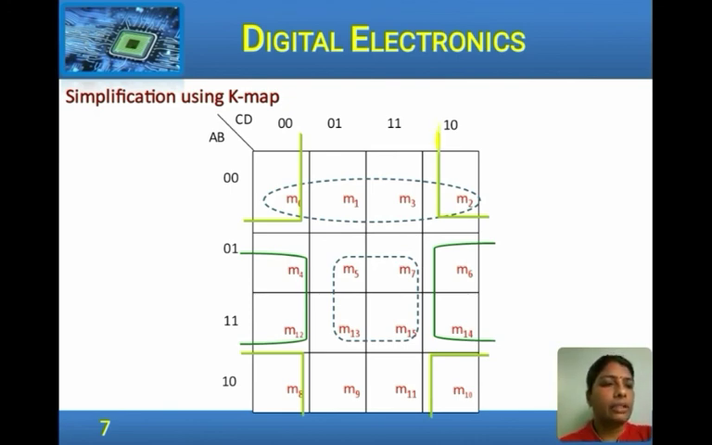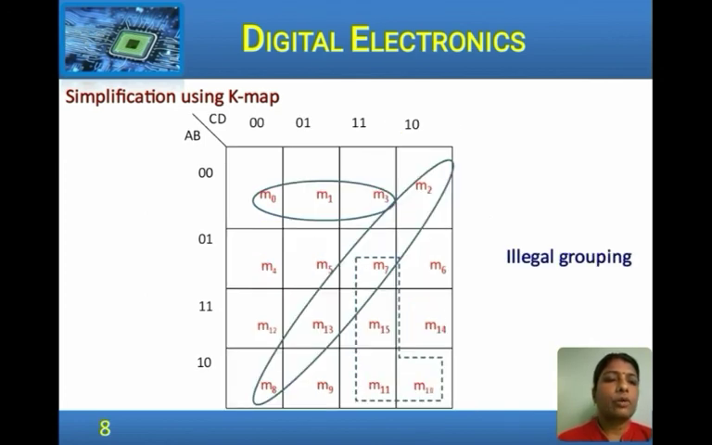And similarly, look at this, the 4 corners can be considered to be adjacent cells and they can form a quad. So, the edges at the top and the bottom can be considered to be adjacent. Similarly, the boxes or cells at the left and right edges can be considered to be adjacent.